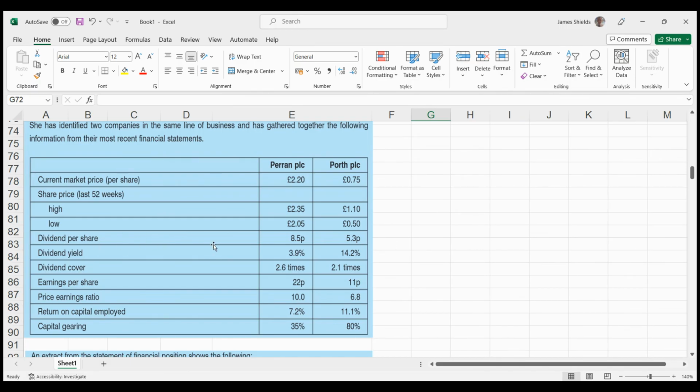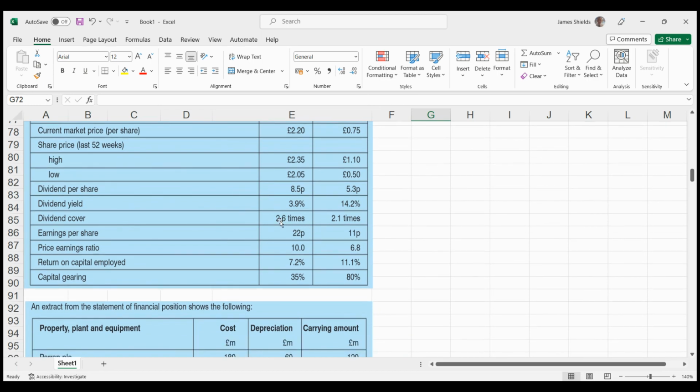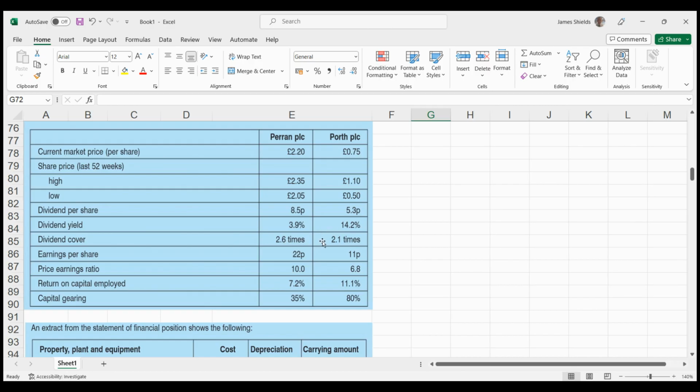Dividend per share. In Perrin plc you get 8.5p per share and 5.3p per share in Porth plc. Dividend yields, you get 3.9% in Perrin plc and 14.2% in Porth plc. Dividend cover is quite similar in both of them. In Perrin plc it's 2.6 times and Porth plc it's 2.1 times.